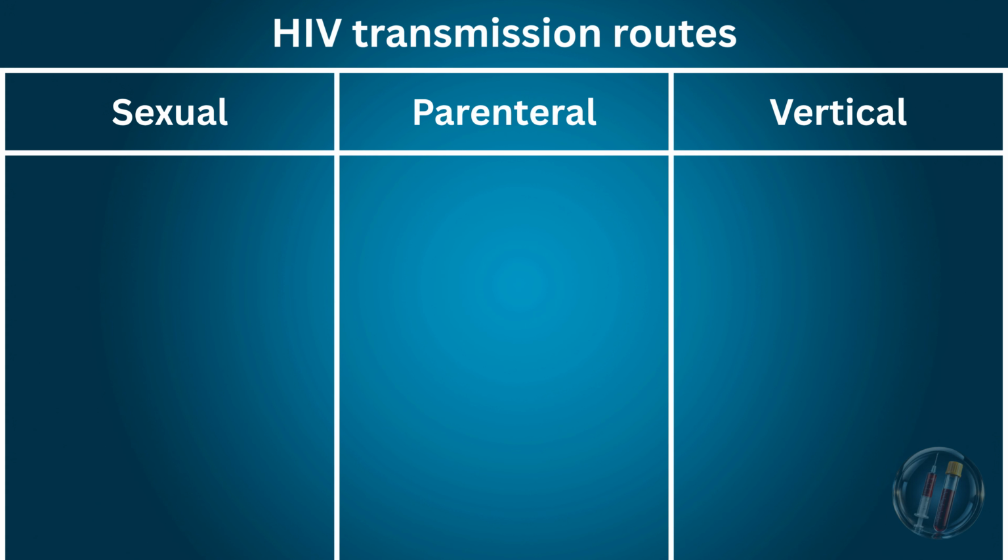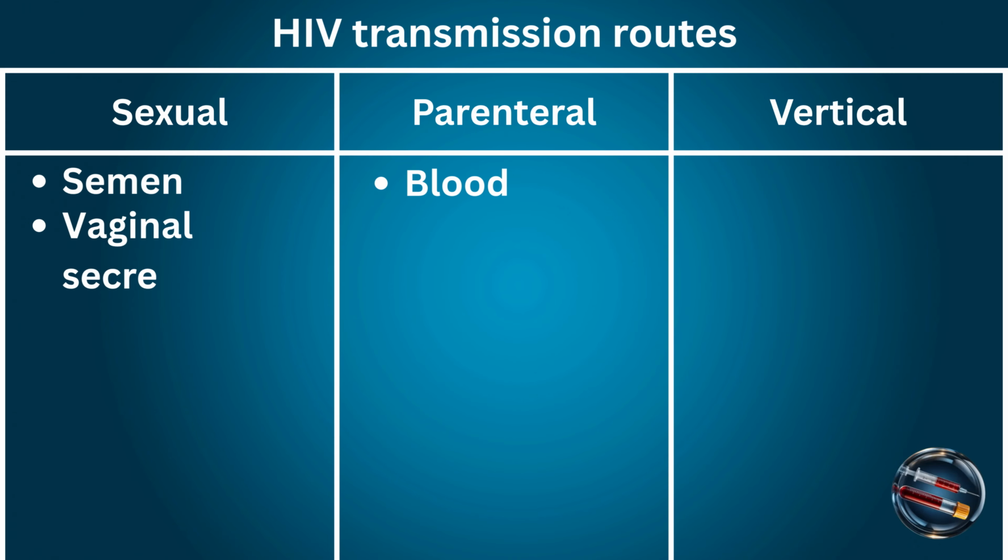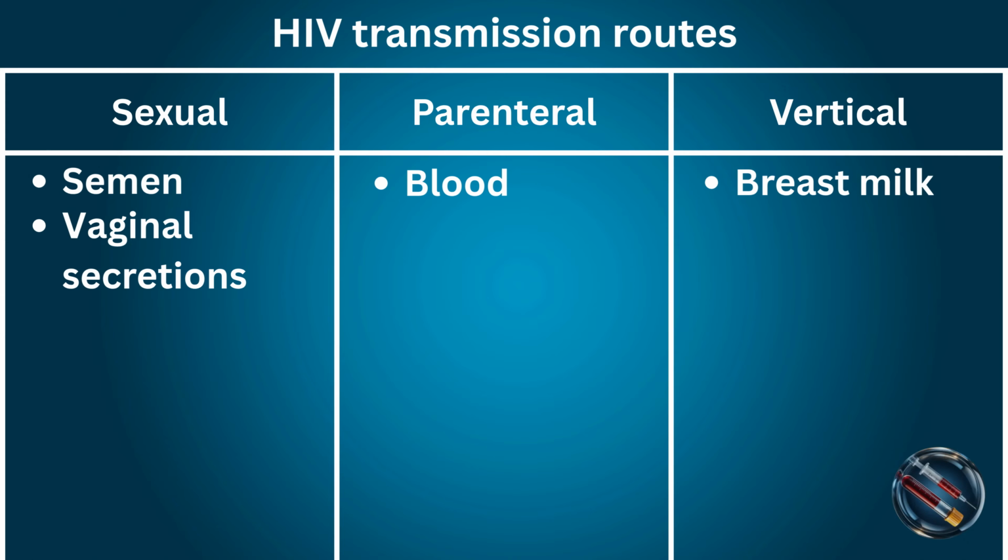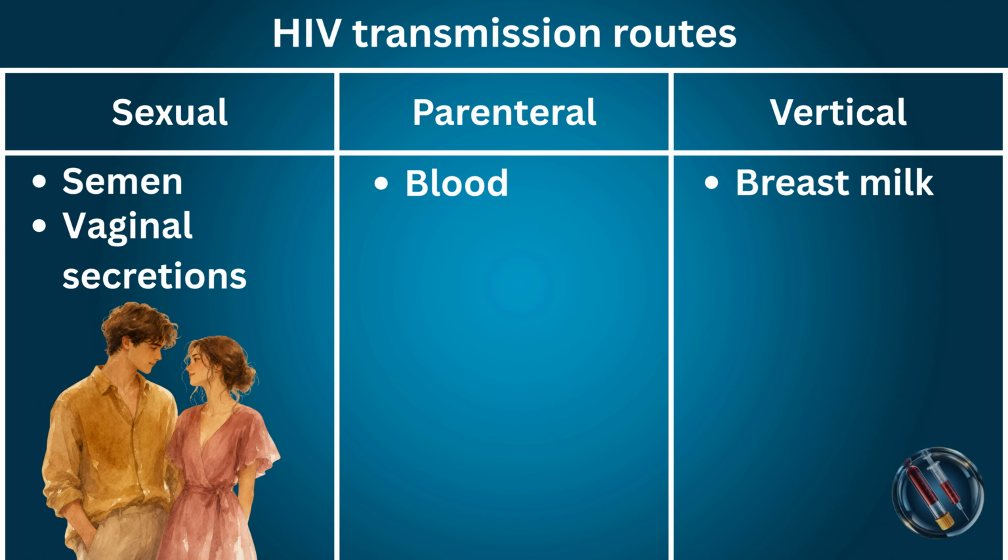HIV transmission between hosts requires direct contact with specific bodily fluids containing a high viral load, like blood, semen, vaginal secretions, and breast milk. First, sexual transmission represents the most common global route, where microtears in mucous membranes allow the virus to access CD4 positive T cells.